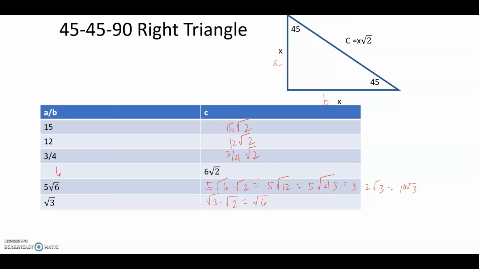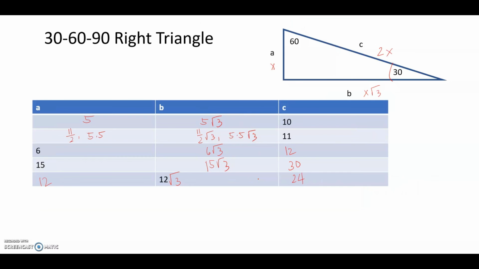So that is how we solve for the missing side, either one of the legs or the hypotenuse, both for the 45-45-90 and 30-60-90 right triangle.